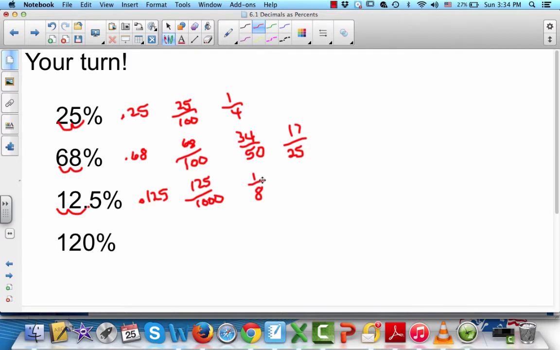And finally, the 120%. Move the decimal over 2 places. 1, 2. That gives you 1.2. So that is 1 and 2/10. Okay? 1 decimal place. There's the 1 and 2/10. So we write 1 and 2/10, which reduces. 2 is divisible by 2. 10 is divisible by 2. So that gives us 1 1/5.